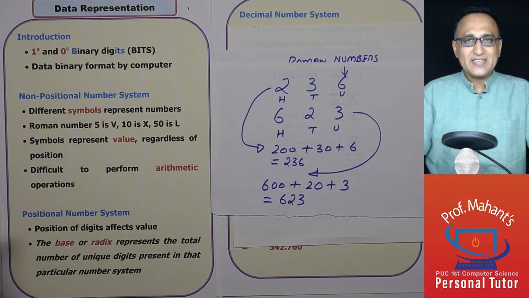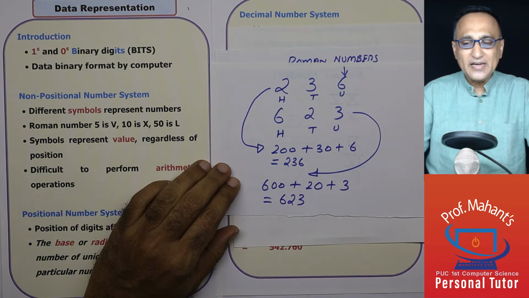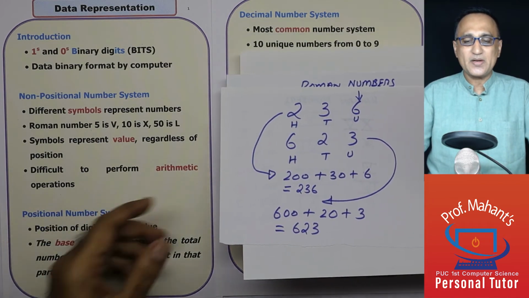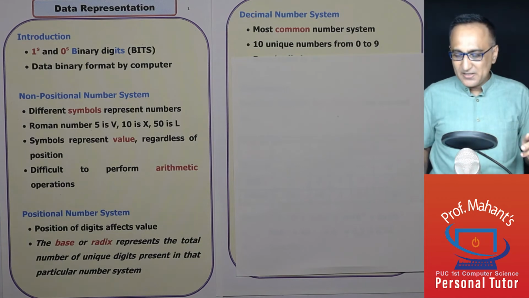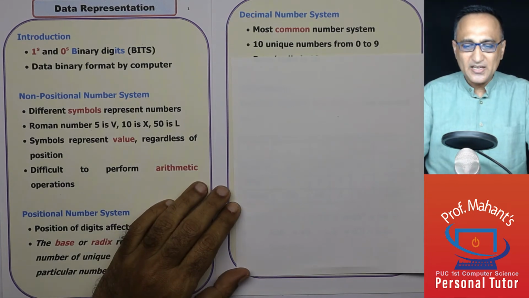Thereby, it is called the decimal or base 10 number system. Binary has only 2 unique digits, 0 and 1, so it is called the base 2 or binary number system. Now just take a look here.